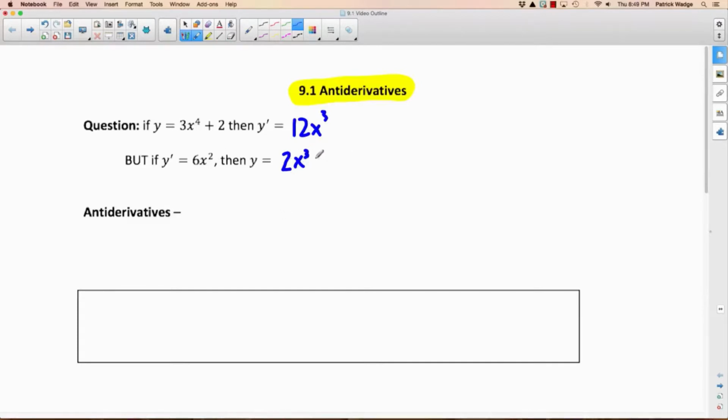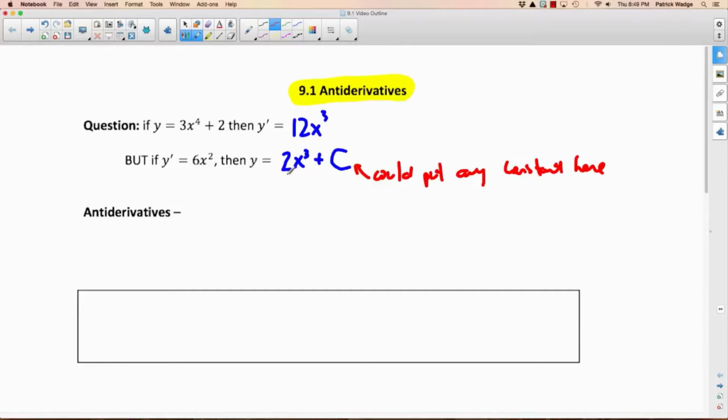But here's the thing. There could actually also be another piece to this, couldn't there? You could have plus, and what could go right here? Anything, as long as it's a constant. So I'll put C, and I'll write: could put any constant here.